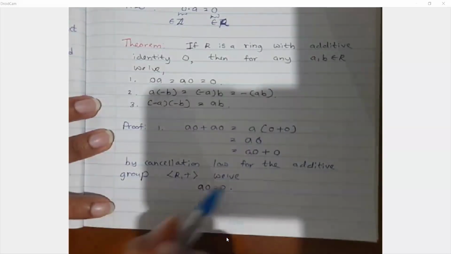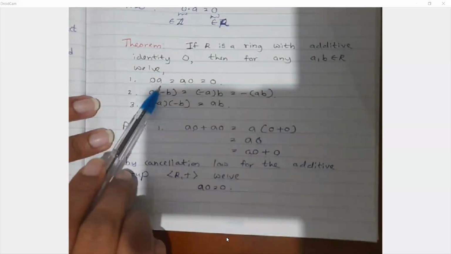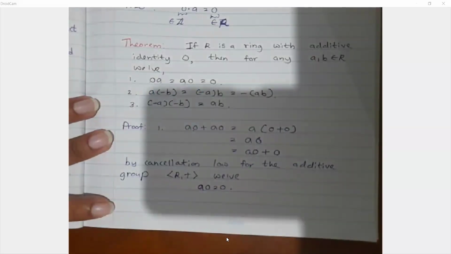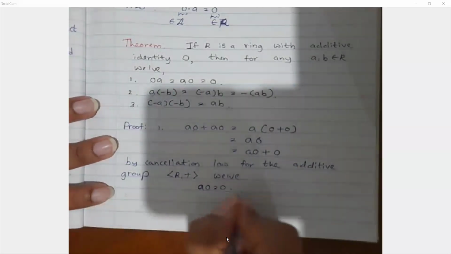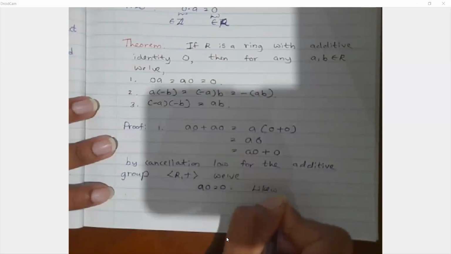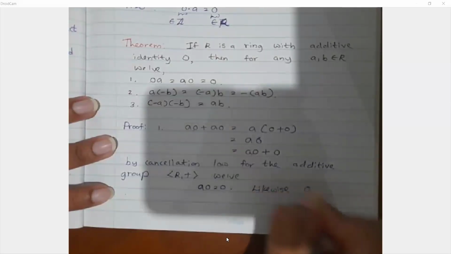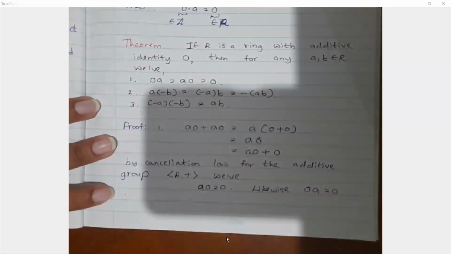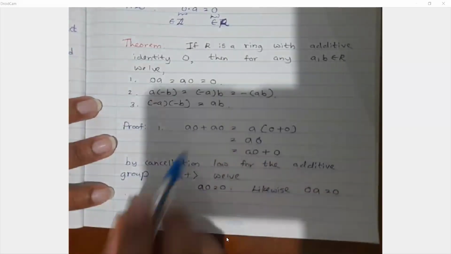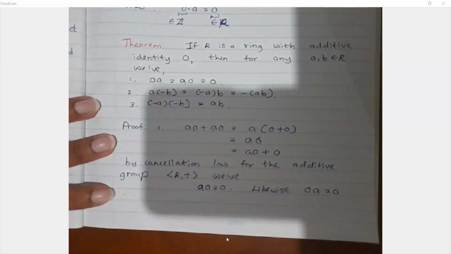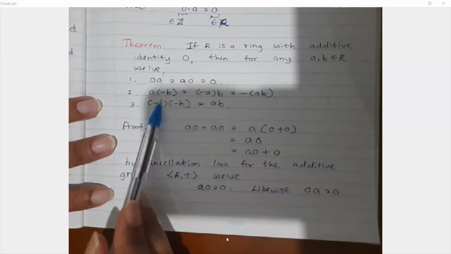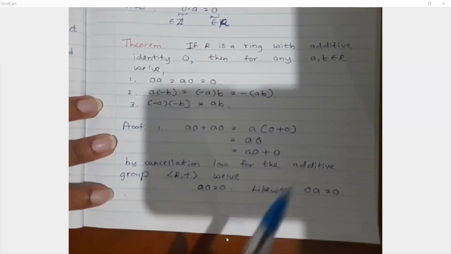Similarly, we can show that 0 times A also ends up being 0, right? So I'll write, likewise, 0 times A is also equal to 0. You do the same thing. Instead of writing A0, we write 0 times A. That's it. Now to prove the second one, A times negative B is equal to negative A times B equals negative AB.